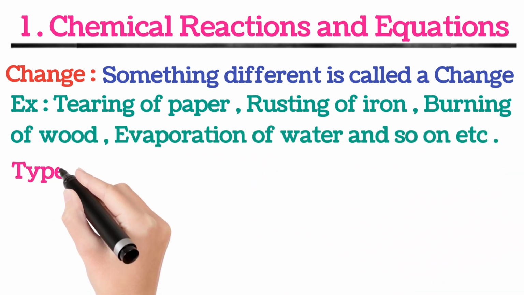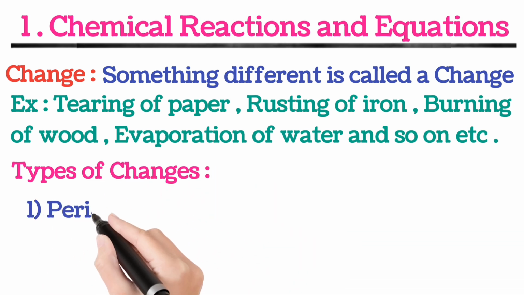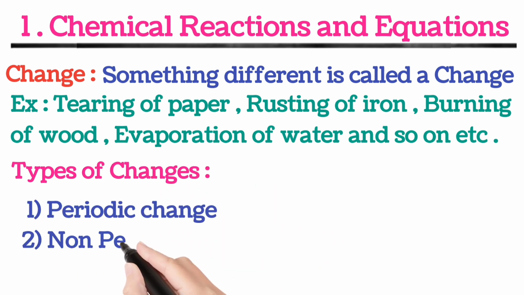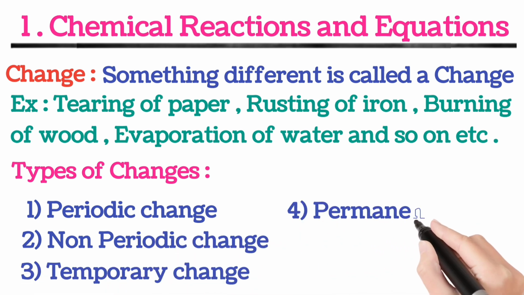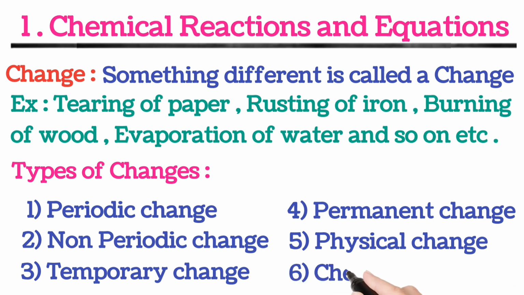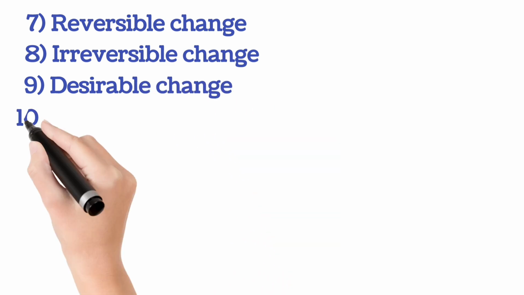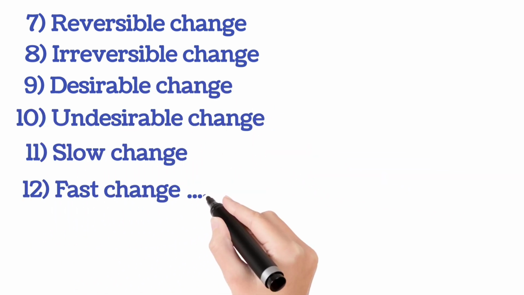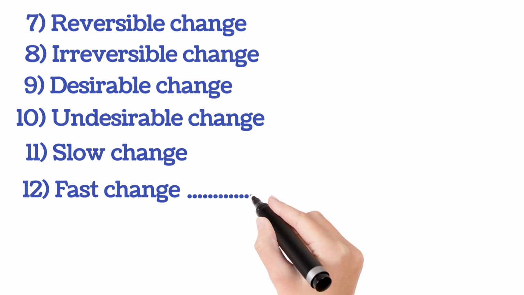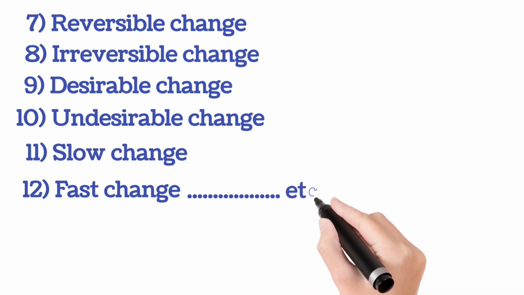Now let me explain about the classification of changes, I mean types of changes. Changes are classified into many types, like periodic change, non-periodic change, temporary change, permanent change, physical change, chemical change, reversible change, irreversible change, desirable change, undesirable change, slow change, fast change, and so on etc. But in our syllabus, mainly there are two changes, they are physical change and chemical change.